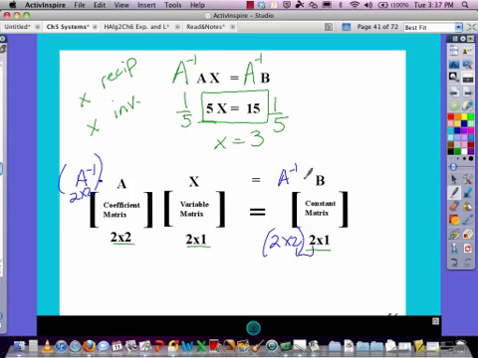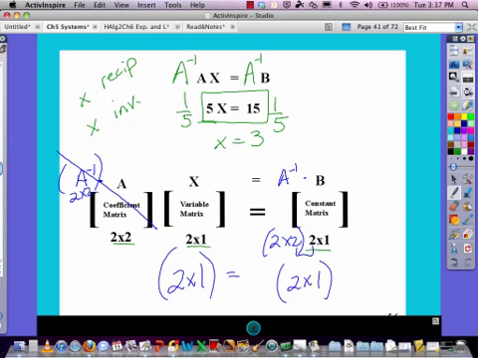After we do that, notice inverses will cancel. All we will have remaining will be our variable matrix, and all we'll have remaining over here is that 2 by 1 that represents our final answer. And that 2 by 1 will equal this 2 by 1, and we will be good to go. We will know our x, y, a, b, and c, whatever the variables are, statement.